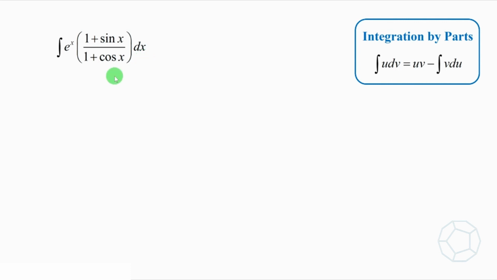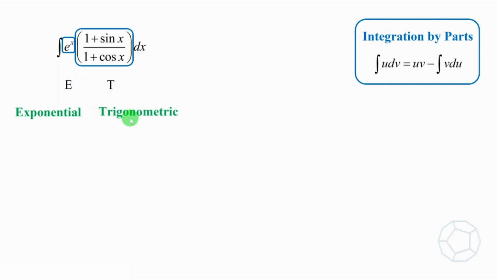First of all, we have to decide which term should be absorbed into the differential. Because e to the power of x is an exponential function, e, while the fraction is a trigonometric function, t. By the LIATE rule, t is in front of e, so t is u and e is dv. In other words, we'll have to absorb e to the power of x, that is, integrate it.